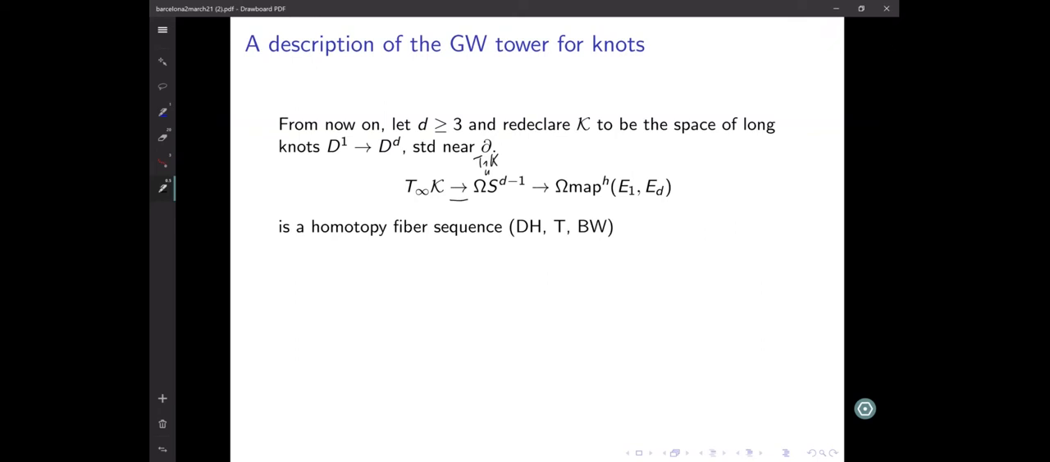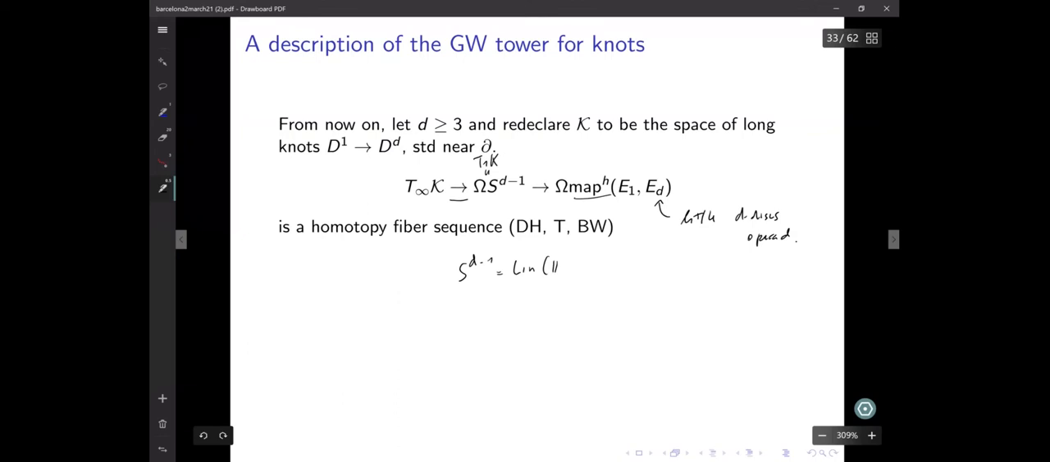First, E_D here is the little D discs operad. I'm assuming people know, but if someone wants me to say what they are, you can raise your hand. Here I'm taking derived maps from E1 to ED. So what is this map here from the sphere to these maps of operads? Well, I will give a bit of an imprecise definition, but the idea is, you can think of the D minus one sphere just as the space of linear injections from R1 to RD, right? Just linear maps.